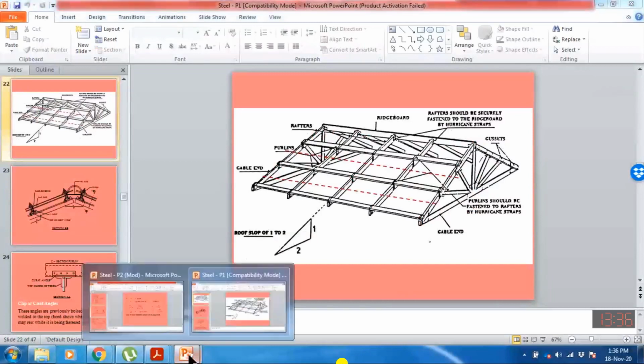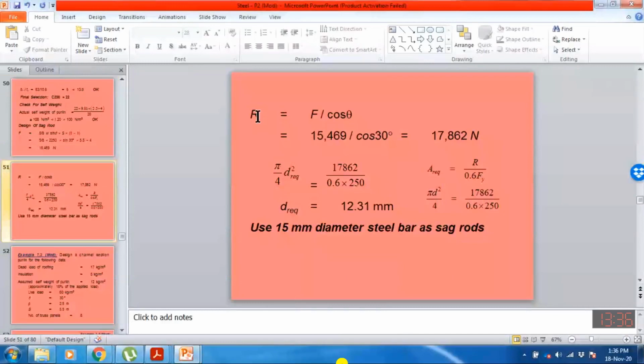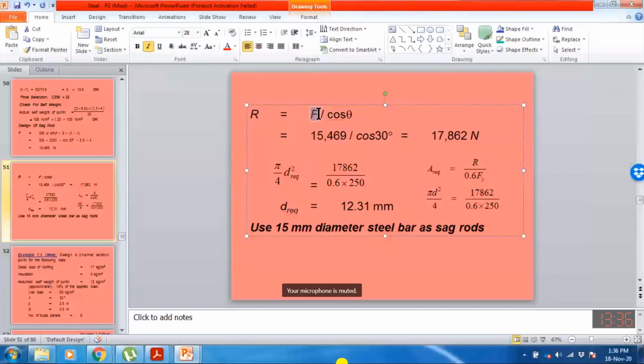So we are using this relationship. Force in the sag rod or reaction in the sag rod is equal to force in horizontal direction divided by cos theta. Because cos theta is equal to base divided by hypotenuse. So in inclined direction force will be F over cos theta. So total force in sag rods will be 17,862.